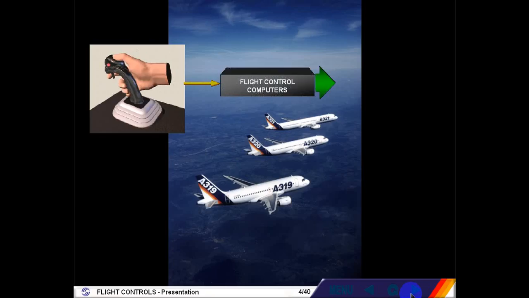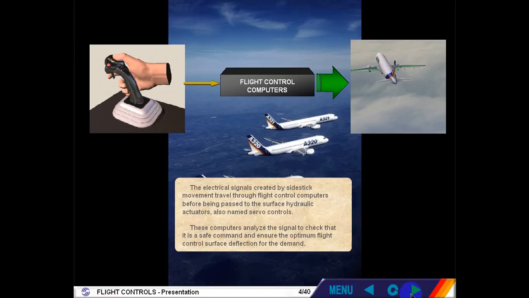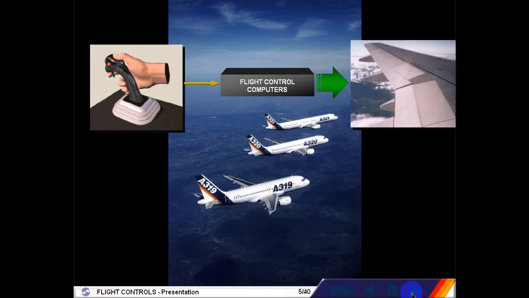The electrical signals created by side-stick movement travel through flight control computers before being passed to the surface hydraulic actuators, also named servo controls. These computers analyze the signal to check that it is a safe command and ensure the optimum flight control surface deflection for the demand. This has advantages over conventional systems. It makes the aircraft extremely stable, enhances safety, reduces the workload of the pilot. Let's now look at the flight control surfaces themselves.